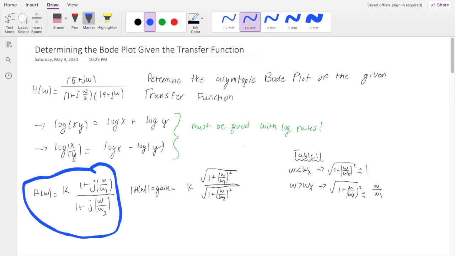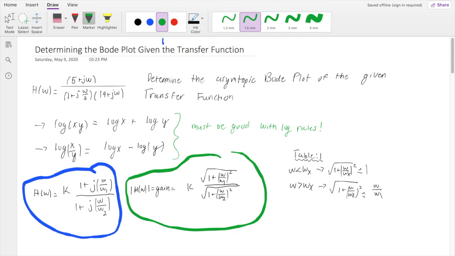So here we see the second thing that I wrote, I'll outline this in green. This equation is going to be the gain. Now, how do we find the gain? It's simply just the magnitude. Now, remember, the magnitude is each component squared, the sum of that, all under a square root.